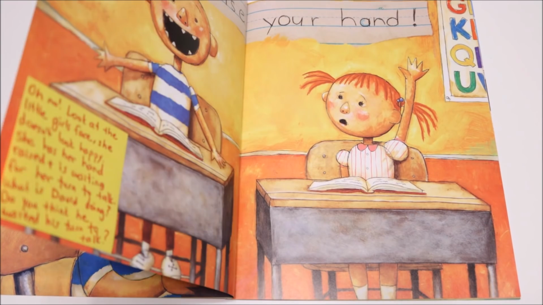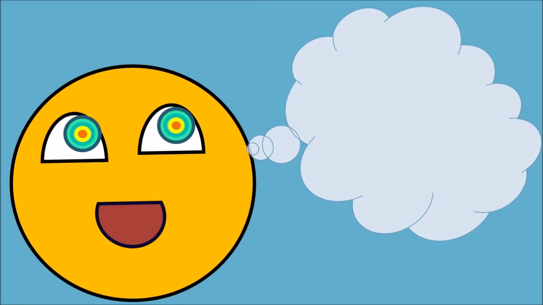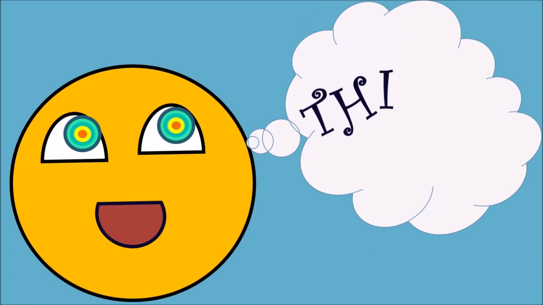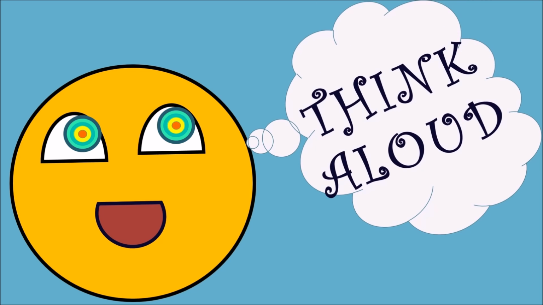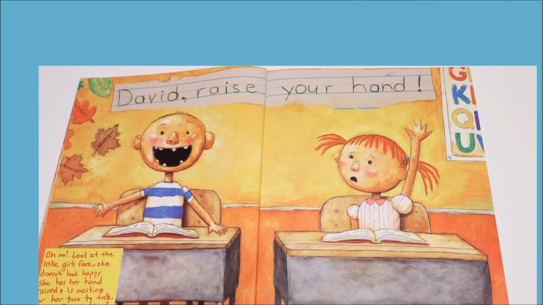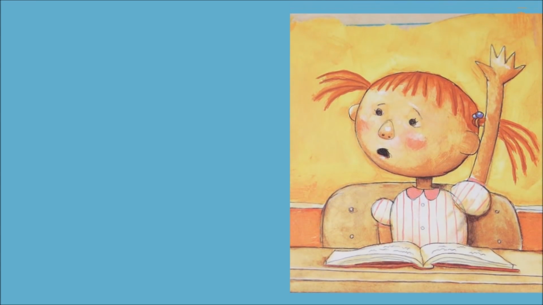This is a great stopping point because we want our kids to learn to raise their hand before they speak. To get the discussion rolling, first, I model thinking aloud. I do this by saying, look at the little girl's face. She doesn't look happy. She has her hand raised and is waiting for her turn to talk. But look at David. What is he doing?